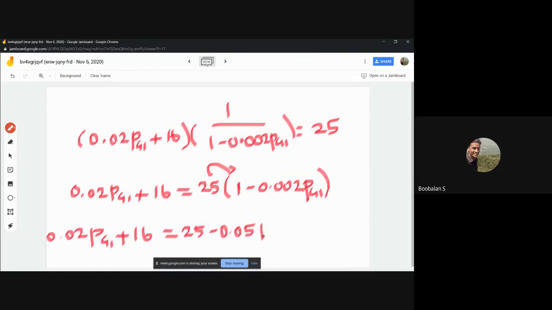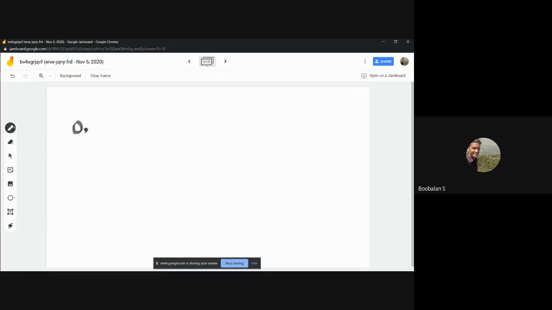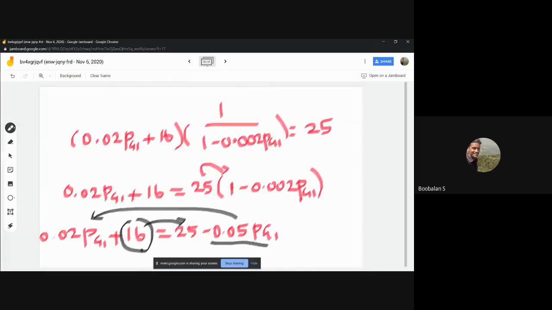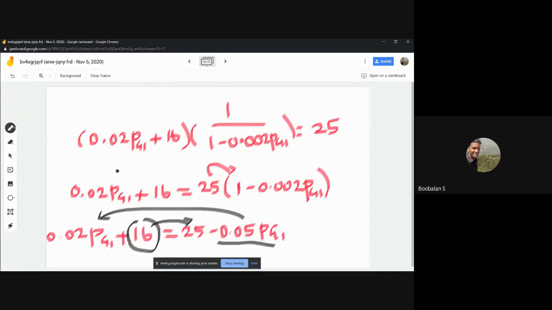0.05 Pg2. Sorry, Pg1. Right? And I'm just going to simplify it once again. In the Pg2, just bring this term onto the left side, and we're just going to bring this 16 onto my right hand side. Now it will become 0.02 Pg1 plus 0.05, so 0.07, right?